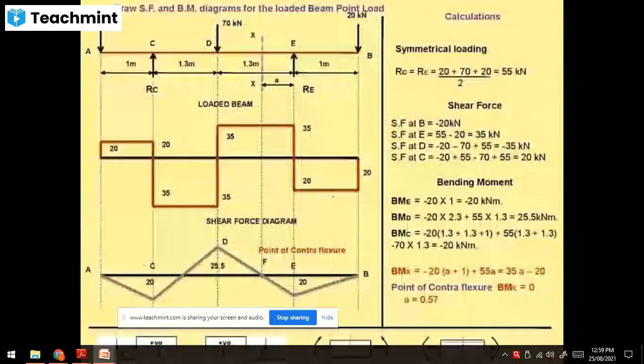Okay, take down this numerical. Take down this numerical and try to find out the shear force and the bending moment, and try to draw the SFD and BMD.